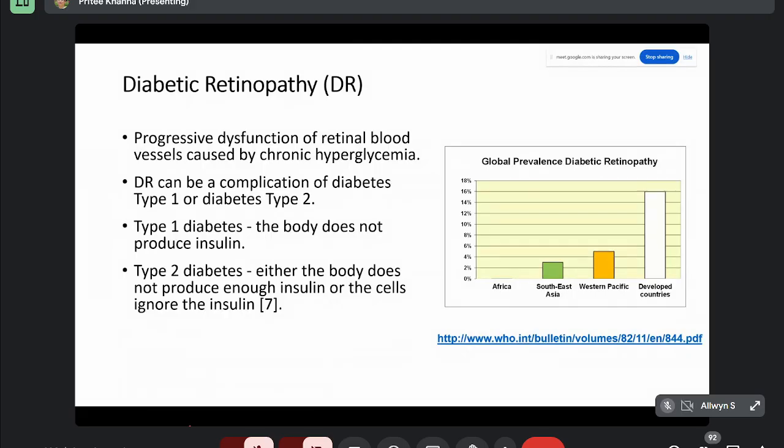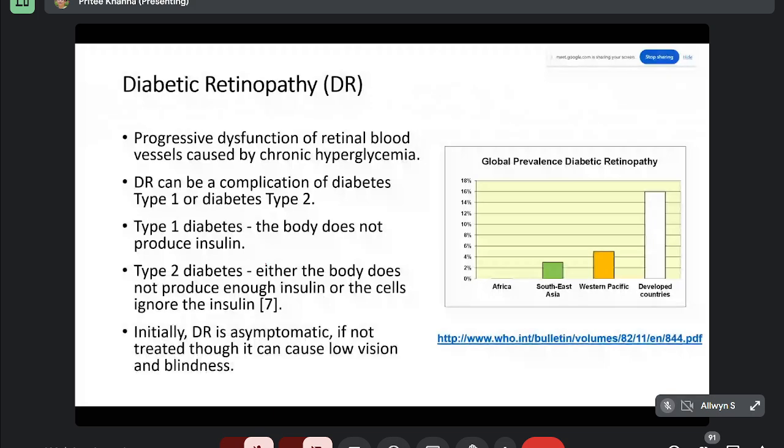So, diabetic retinopathy is actually a complication of diabetes, maybe type 1 or type 2. We know that in type 1 diabetes, the body does not produce insulin, but in type 2 diabetes, the body does not produce enough insulin, or the cells ignore the insulin, right? So, what is the problem? That initial stage is asymptomatic, so we do not get any symptoms.